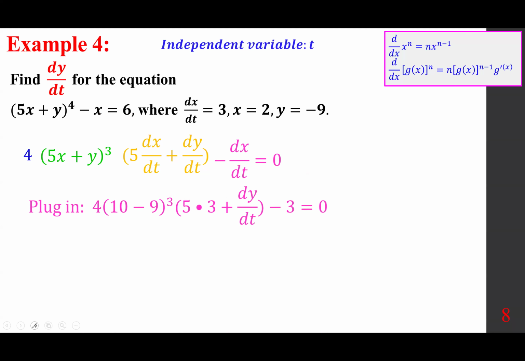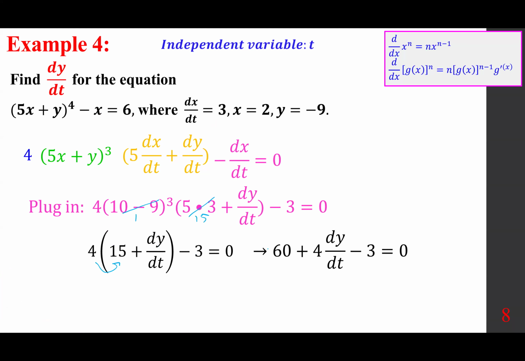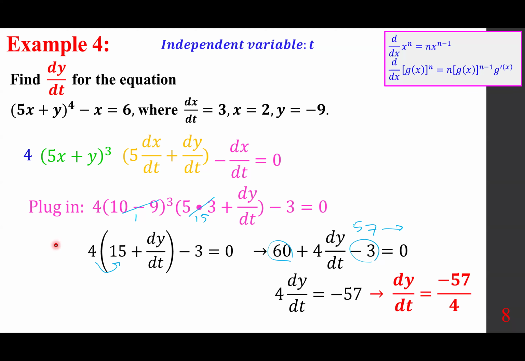So when we plug in, this is 1, cubed is still 1. This product gives you 60. These two add up to 57. You move it, you make it negative, divide by 4, and that's your final answer. dy/dt becomes minus 57 over 4.